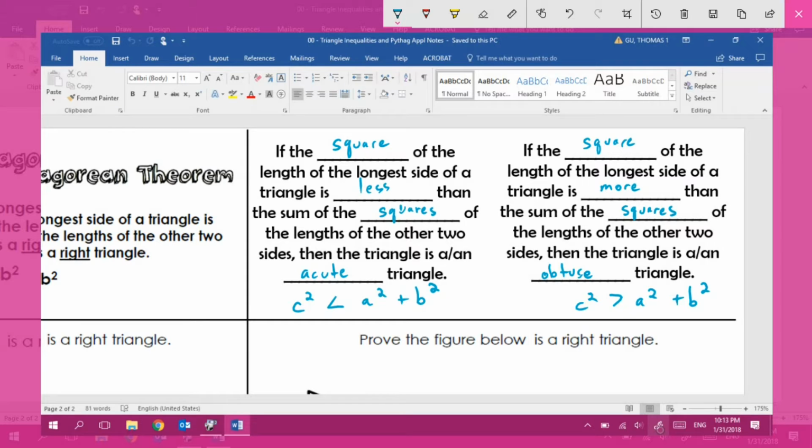And if the square of the length of the longest side of a triangle is more than the sum of the squares of the lengths of the other two, then the triangle is an obtuse triangle. So if c squared is greater than a squared plus b squared, then it's going to be an obtuse triangle. So let's take a look at some examples of how we would use this converse.